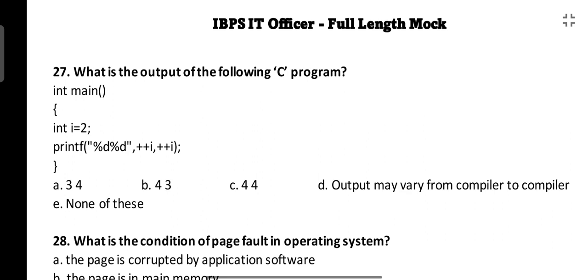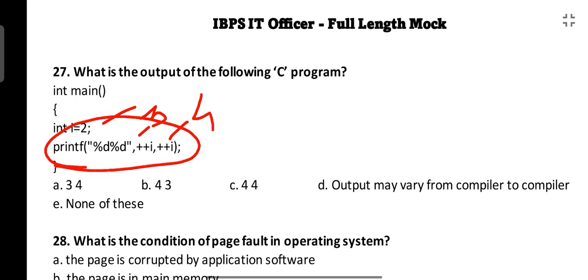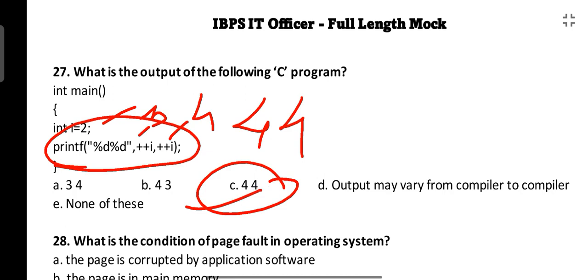Next is, what is the output of the C program? Int i is equal to 2, and then percentage d with plus plus i. Here pre-increment makes it 3, and then it becomes 4. Once it becomes 4, then this instruction is executed. So at that time it is 4 and 4 when it starts printing. So the answer is option C, 4, 4.